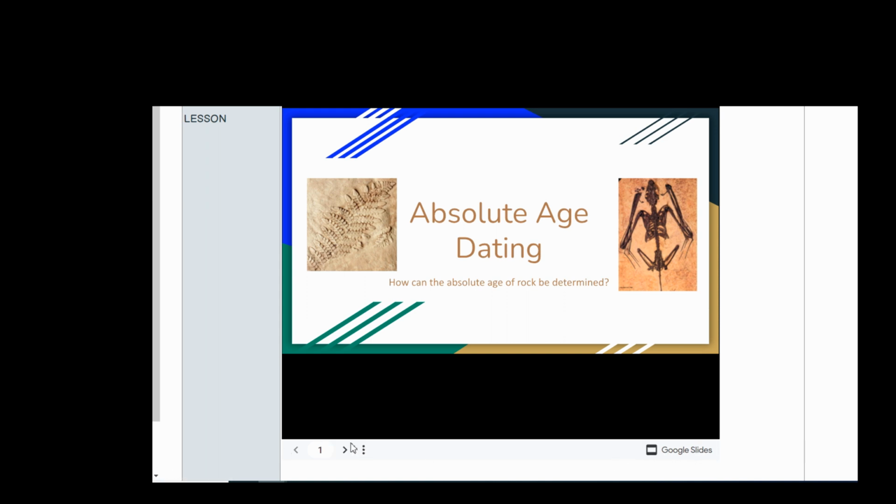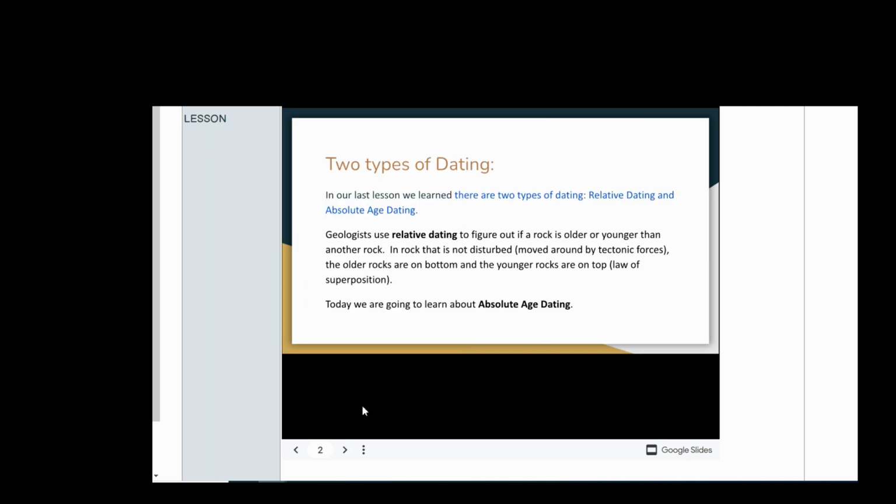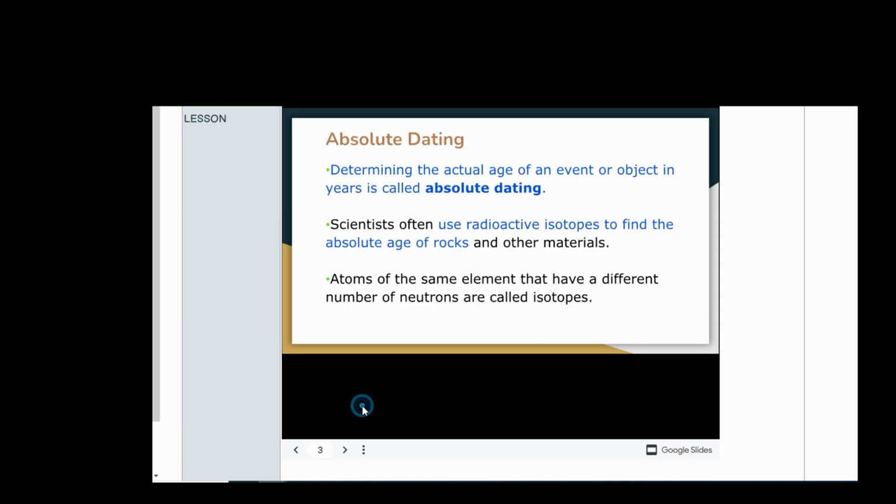our absolute dating slides. So we have two types, relative and absolute. We've talked through those. Relative is sequence, absolute gives you an age. Remember, when we're going through these, you can always pause the video to finish the slide off and then restart the video to move on.